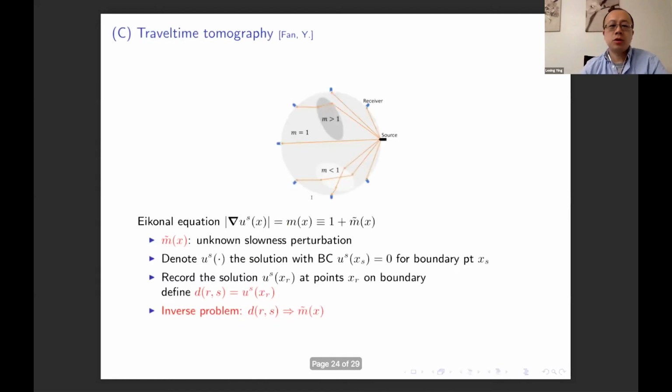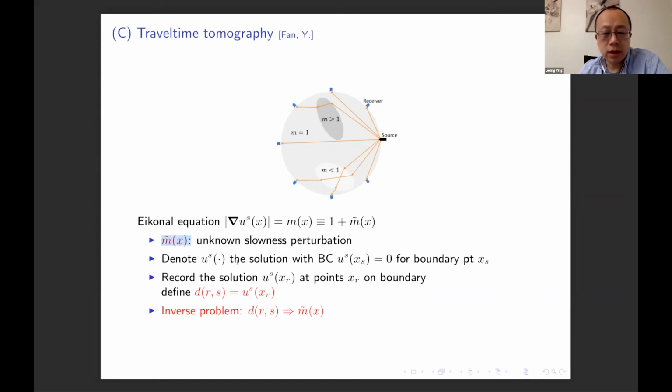Okay, so let me just go quickly, using 2 minutes to explain the last application, which is the travel time tomography. In travel time tomography, the PDE is given by the so-called Eikonal equation. Assume that the media is mostly 1 inside the domain, but there's a certain perturbation m tilde, which moves certain regions to have slowness greater than 1, and some locations will have slowness less than 1. And this m tilde is the unknown quantity that we're trying to discover.